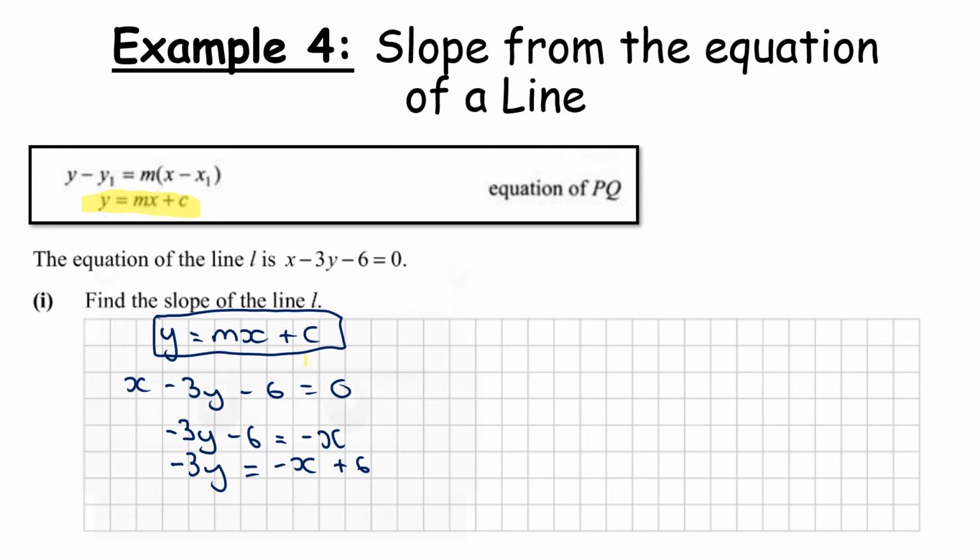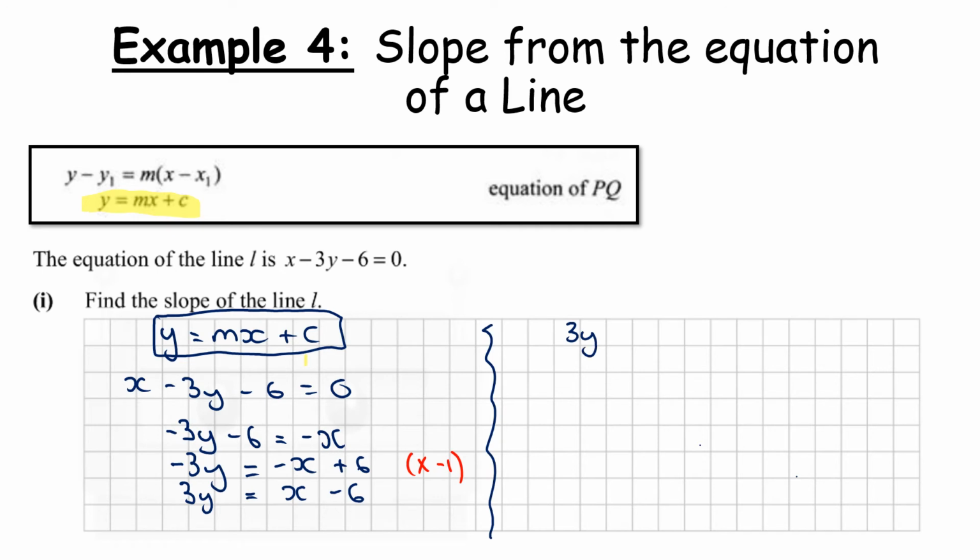Just because I'm not a huge fan of the negatives, I'm going to multiply across by minus 1. So I get 3y equals x minus 6. Does that look like y equals mx plus c? You might go, yeah, but actually it doesn't, not quite. The reason is the y is on its own. It should be y, i.e. with a coefficient of 1. Here we have a 3y.